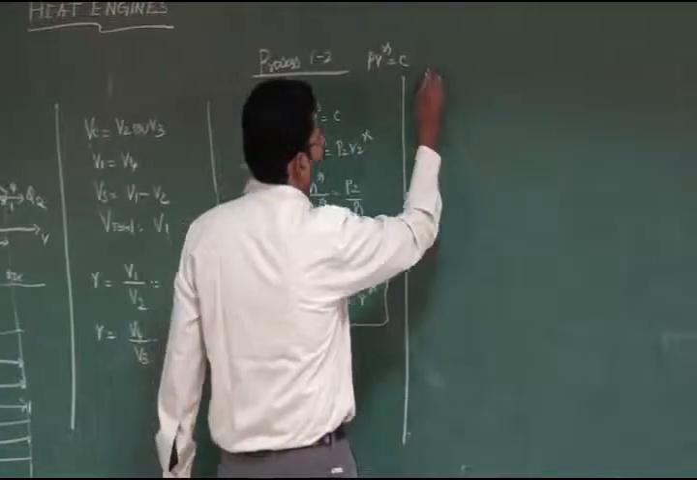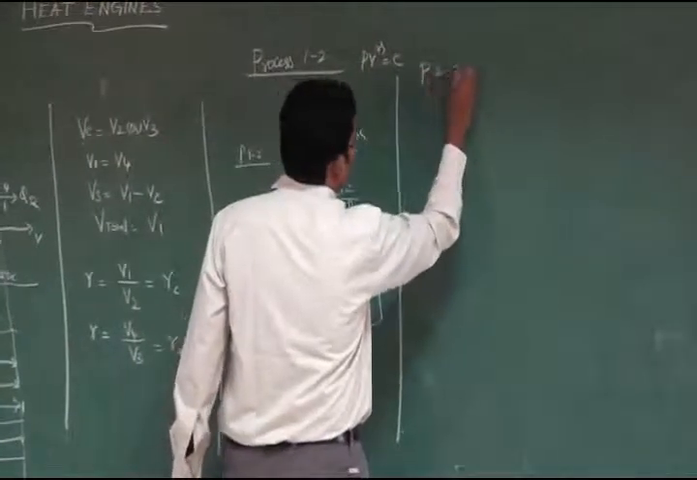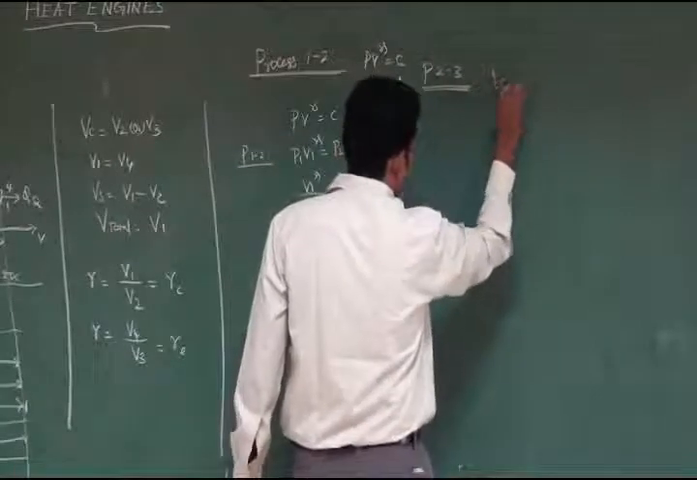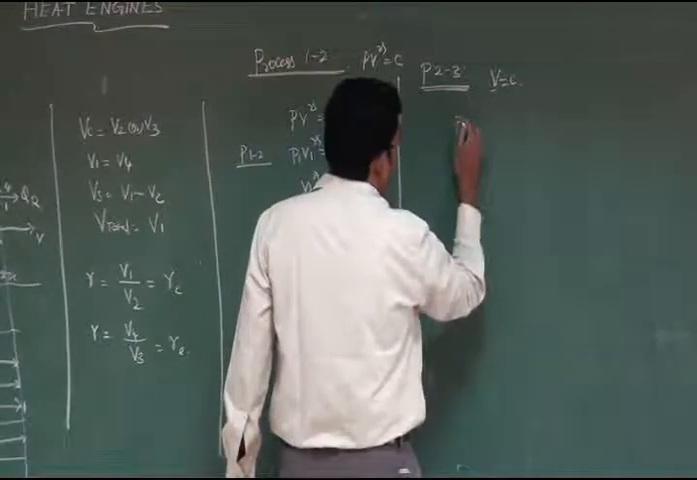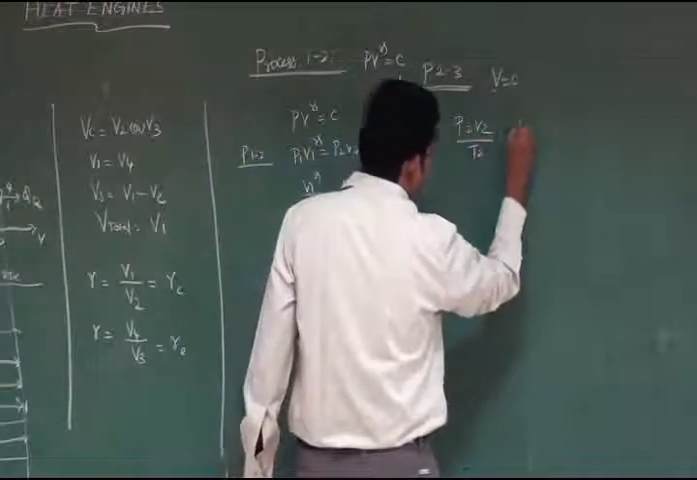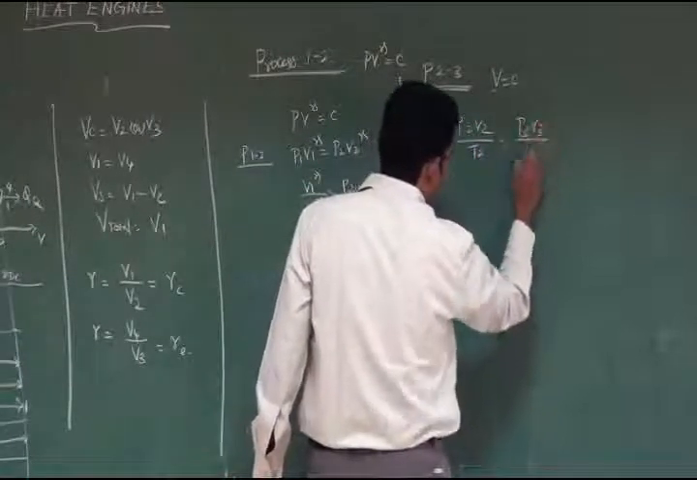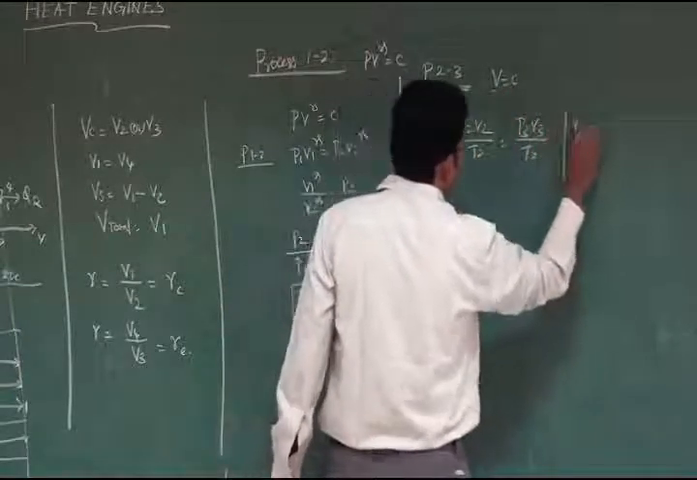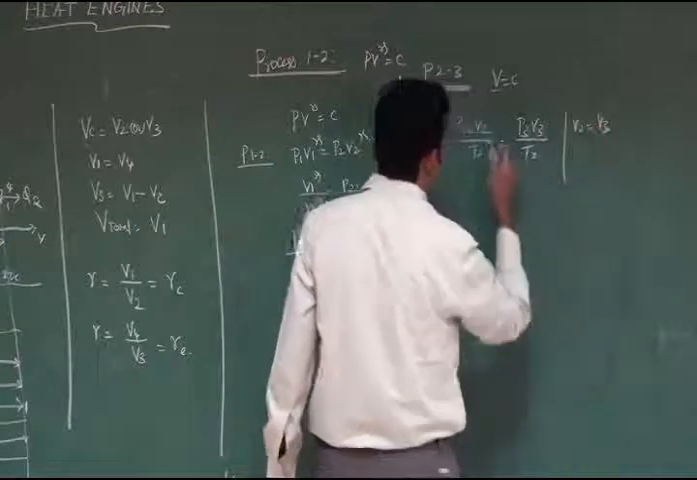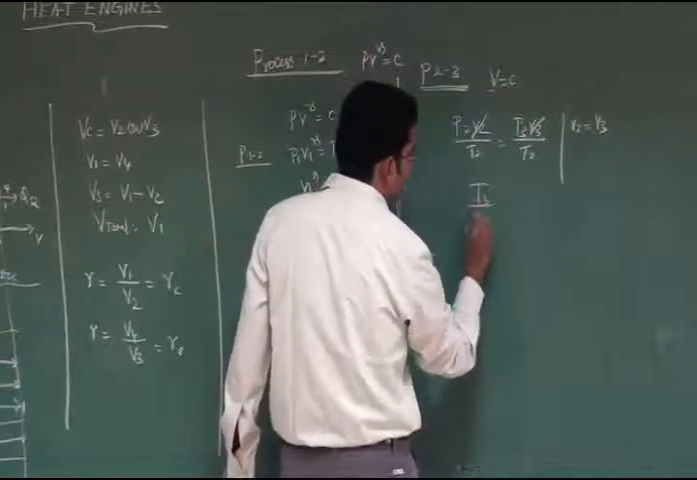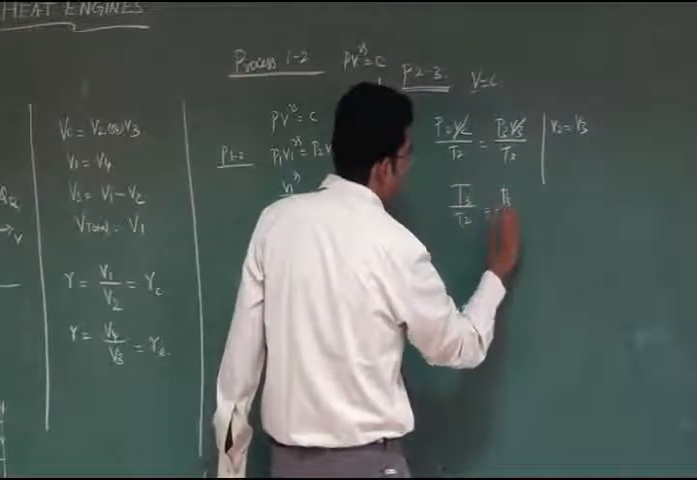Come to process 2 to 3. Process 2 to 3 is a constant volume process. P2 V2 divided by T2 can be written as P3 V3 divided by T3. If it is a constant volume process, V2 is equal to V3. Then V2 and V3 will cancel. Then we have the relation P3 by T3 is equal to P2 by T2.